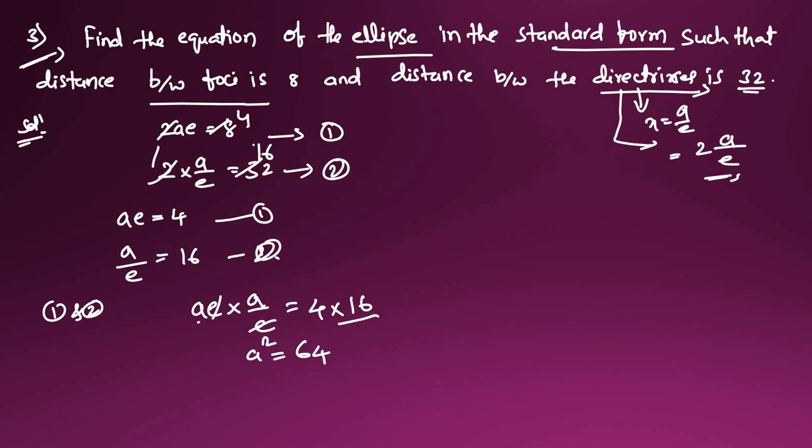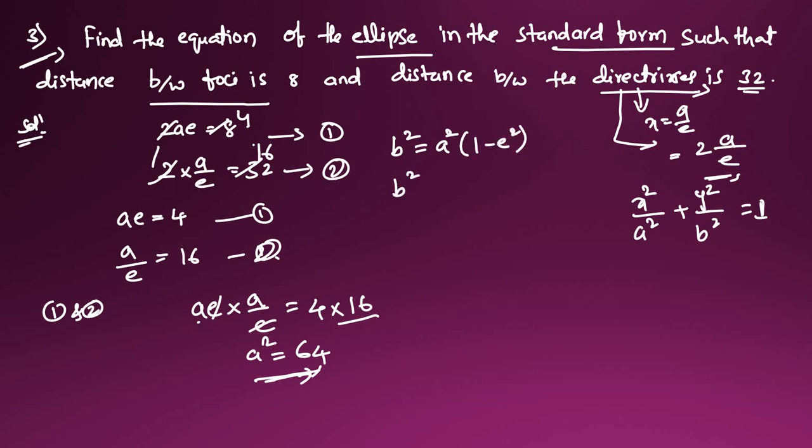So in the standard form, we got a square. What is the standard form? x square by a square plus y square by b square is equal to 1. In this we got a square, and b square we also have to find. So b square is equal to a square into 1 minus e square. Here a square is 64 into 1 minus e square.